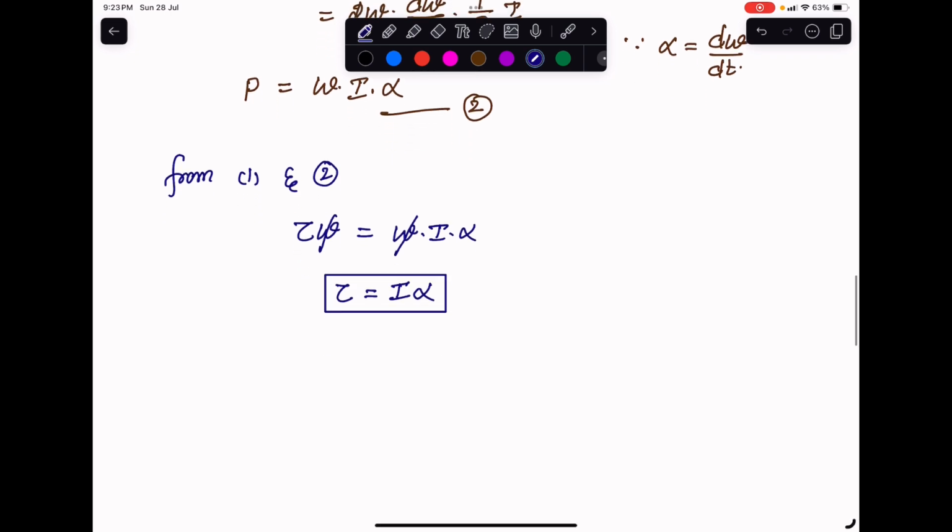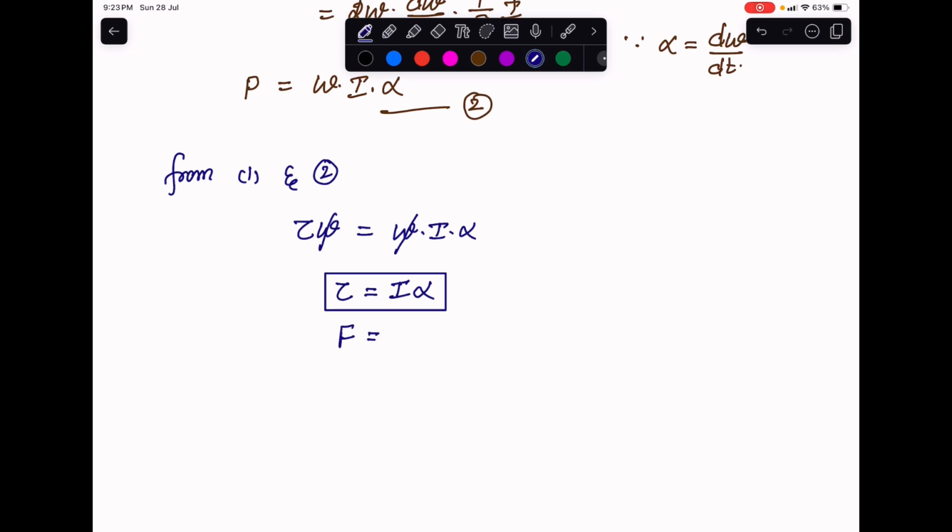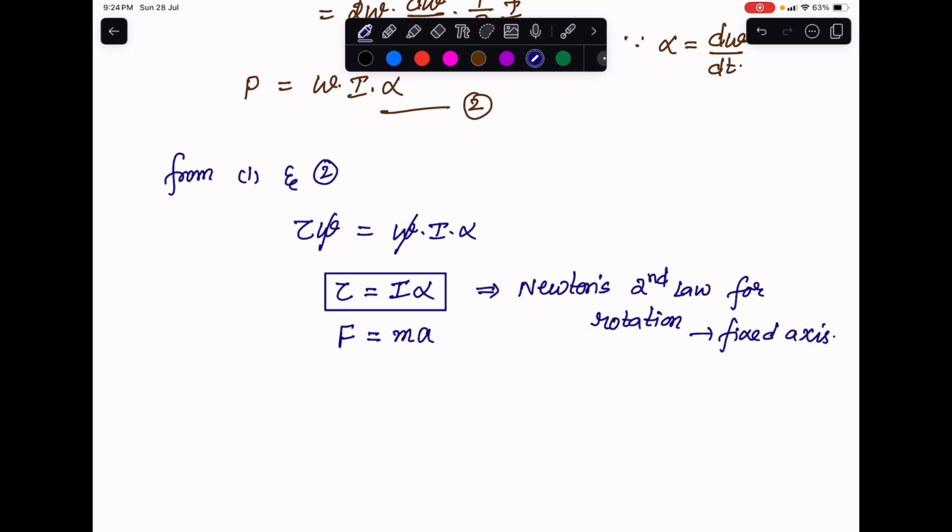Since we know tau is called rotational force, this is analogous to F equals ma, where I is analogous to mass, the moment of inertia, and alpha is angular acceleration, analogous to linear acceleration. Got it? So this equation can also be called Newton's second law for rotation, and that too for a fixed axis of rotation. So hope you all understood.